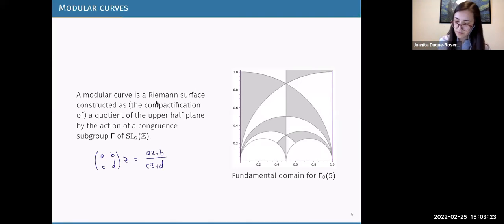Here is a great picture of the fundamental domain of Gamma_0(5), one of these congruence subgroups. And that's how the action looks, what the fundamental domain looks like. Great.